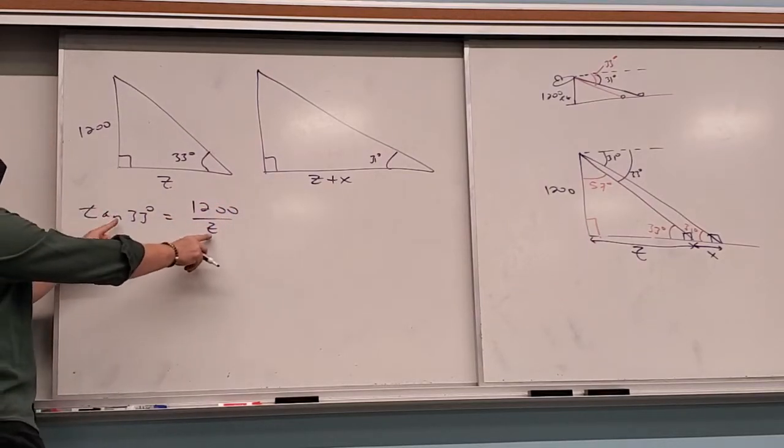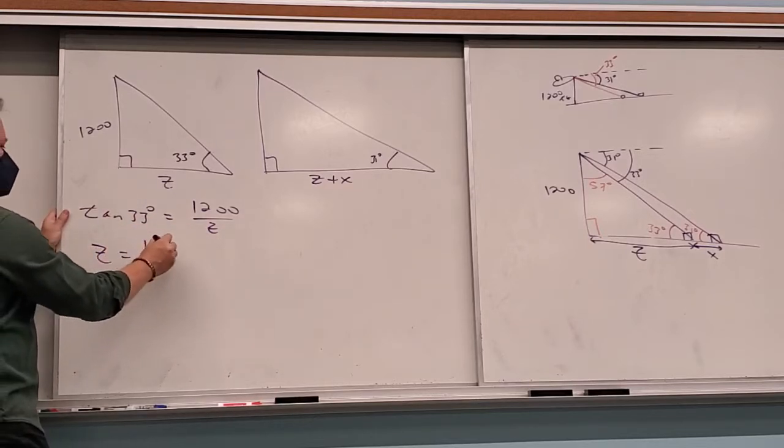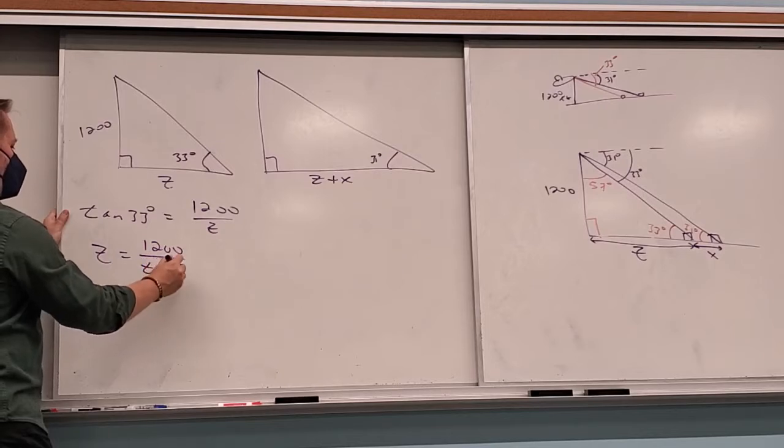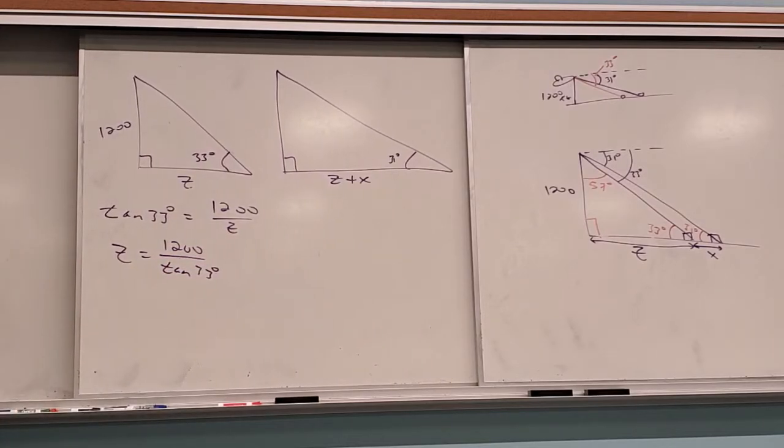So then is this cool? Can't I multiply that up and divide that down so I know z is this? So now we know exactly what z is. Go team. Maybe.